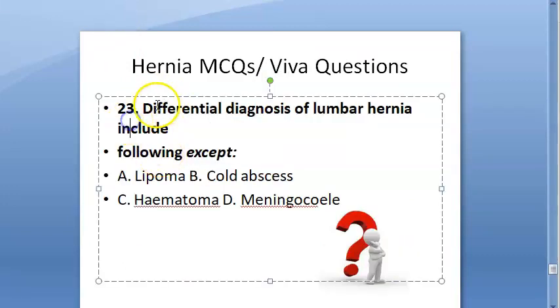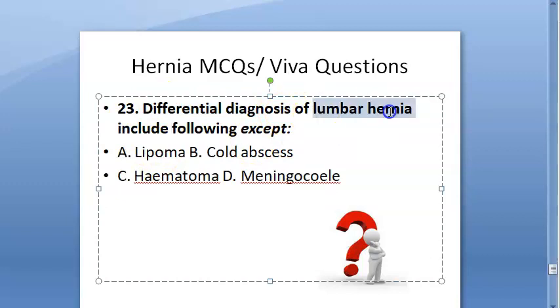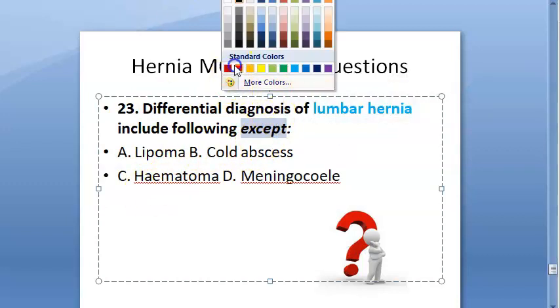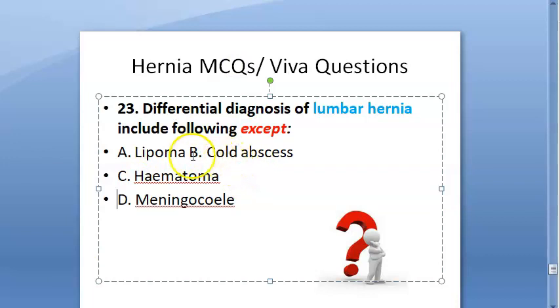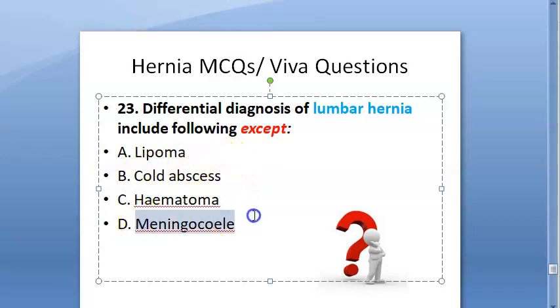Then 23. Differential diagnosis of lumbar hernia includes the following except. There's a lumbar hernia, is it? Except question. So they are asking for the differential diagnosis. The answer is meningocele. You can think of a lumbar hernia to be a lipoma or a cold abscess or a hematoma. So just touch there behind, lumbar hernia, lipoma, cold abscess, hematoma, but it won't be a meningocele.